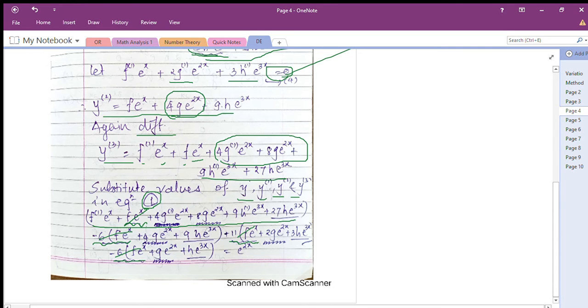Now you can check the zigzag line. This is a multiple of g. This is the first term, this is the second term, this is the third term, and this is the fourth term. Now you can check what values we have. The first term will give you 8 times g e raised to 2x. The second term will give you what? This is 4 and this is minus 6, so it is minus 24.